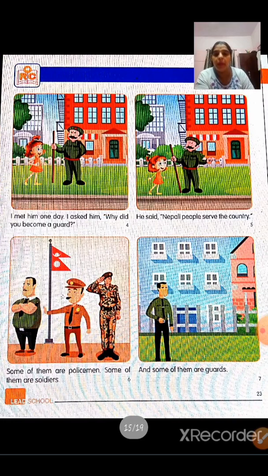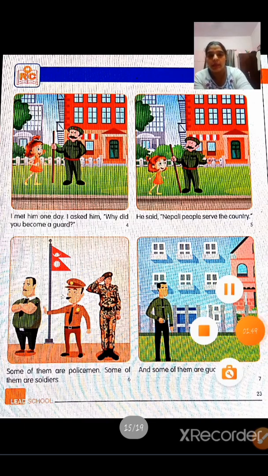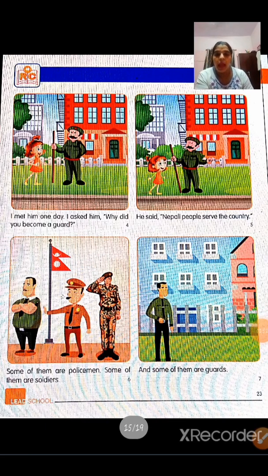On the fourth page, let's see, I met him one day. I asked him, why did you become a guard? He said, Nepali people serve the country. Some of them are policemen, some of them are soldiers, and some of them are guards.